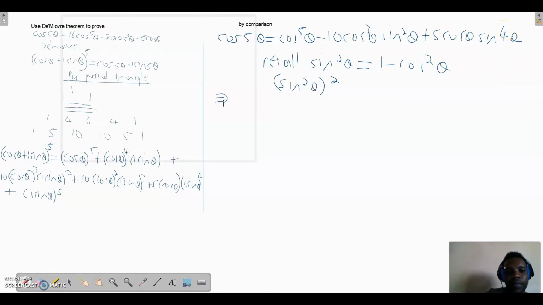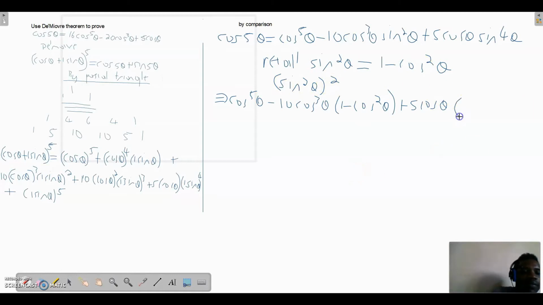So this is going to become cos to the 5th theta minus 10 cos cubed theta. In bracket, you're going to have 1 minus cos squared theta, plus 5 cos theta. And instead of writing sine to the 4 theta, we're going to have it as sine squared theta squared, which means that we can replace this sine squared theta with 1 minus cos squared, and we'll put by the squared. So I'm going to have 1 minus cos squared theta, and all of that is squared.